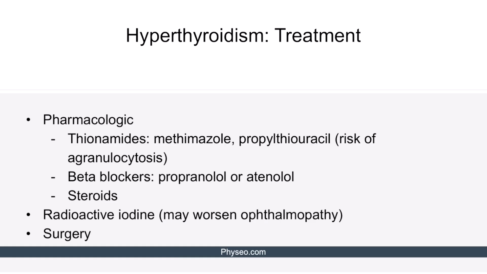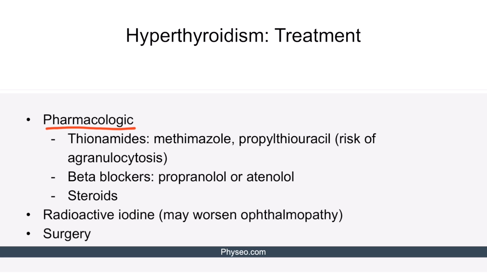Let's continue with the treatment of hyperthyroidism. There are multiple treatment strategies, including pharmacologic agents, radioactive iodine, or surgery. For pharmacologic treatment, multiple medications can be used. First, we have thionamides, which inhibit thyroid peroxidase and the organification of iodine. Methimazole and propylthiouracil are the most commonly used thionamides. Propylthiouracil also inhibits the conversion of T4 to T3.